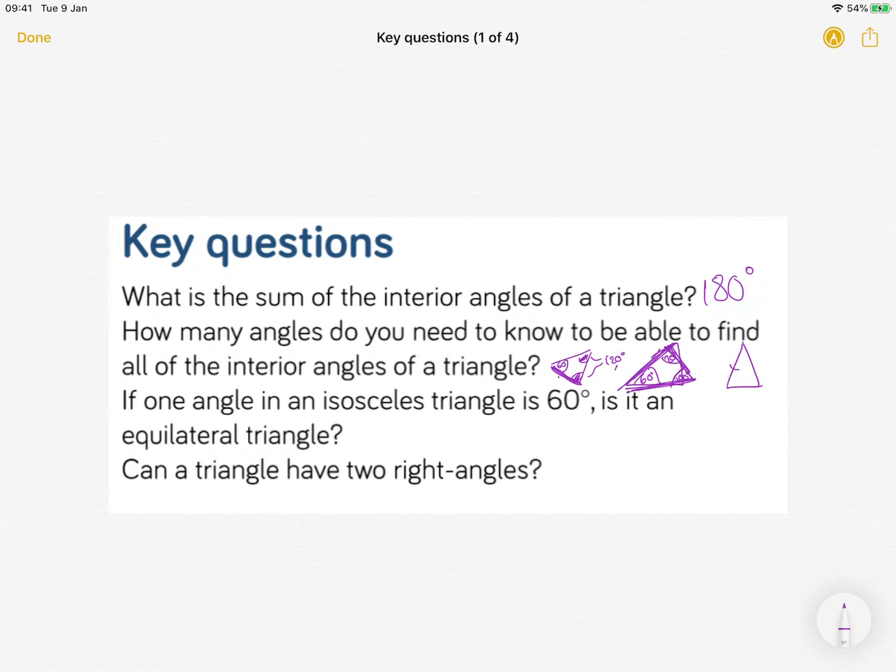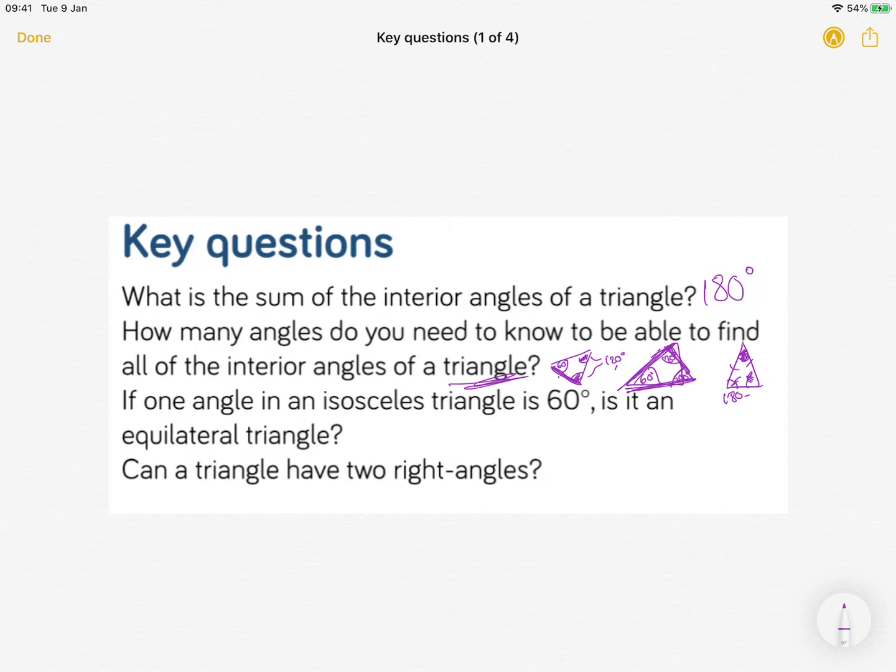If it's isosceles, then if I know that one, I can work out both of these, because it's going to be whatever the top one is, 180, take away that top one, divide by 2. So if it's isosceles, I only need to know one. If it's equilateral, then I know that all the angles are 60. So it depends on what triangle it is. If it's scalene, I need to know 2. Isosceles, then I need 1. If it's a right angle, then I need 2 of them. But yeah, it just depends on the triangle.